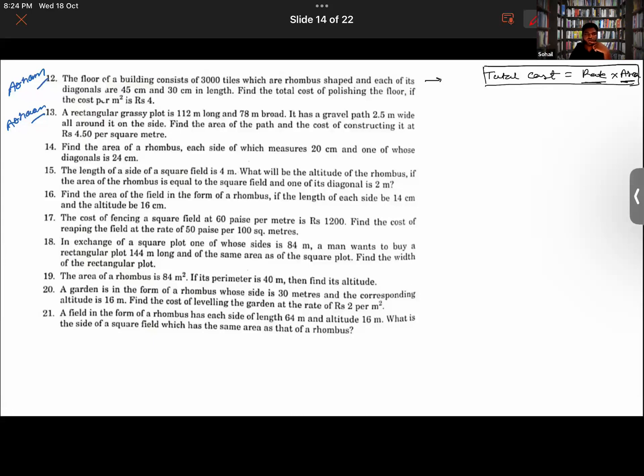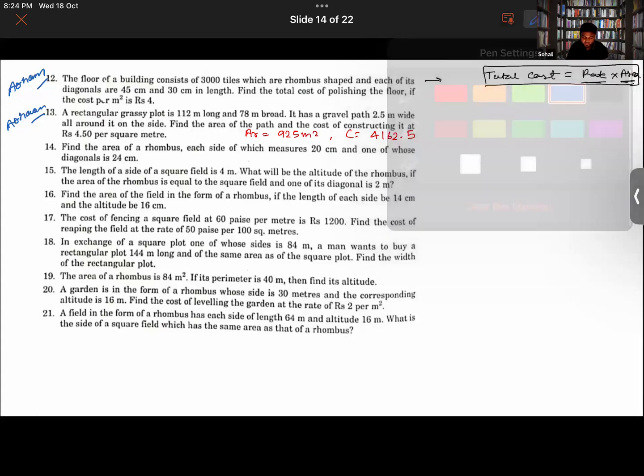Sir, I'm done. What is the answer? So the area of the path is 925 meter square, and the cost of construction is 4,162.5. Okay, so you have found the area as 925 square meter, and the cost is multiplied by 4.5, that will be 4,162.5. Okay, both of you look at the solution.